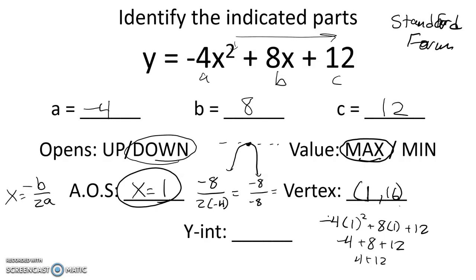And then for my y-intercept, all you're looking at is your c value. The c value is 12, so my y-intercept is (0, 12).